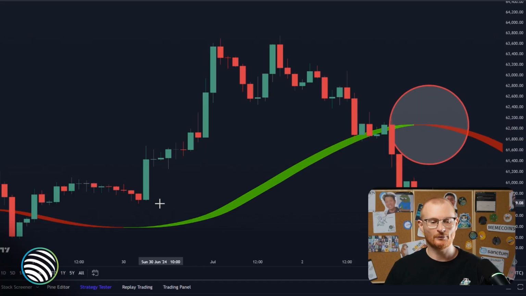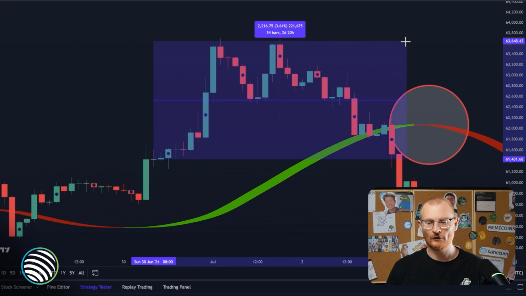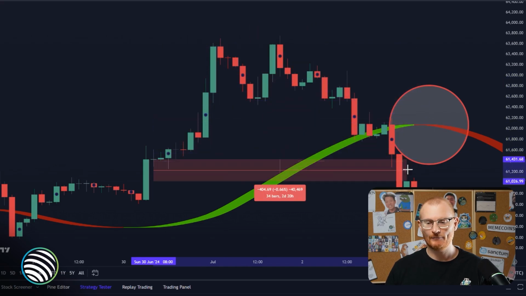Here's another example. First green candle that would close and then we would open somewhere around here, and maybe we've booked in some profits at 3%. Or if we have a look, we're going to be closing it basically down around here, losing almost 0.7%.